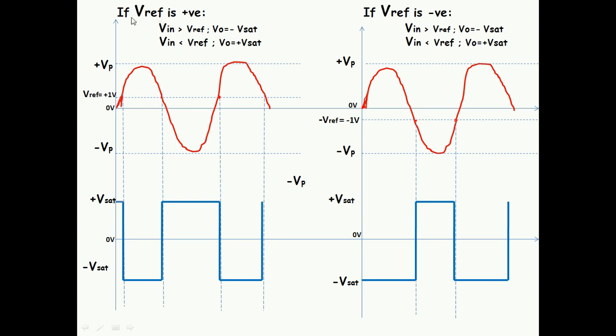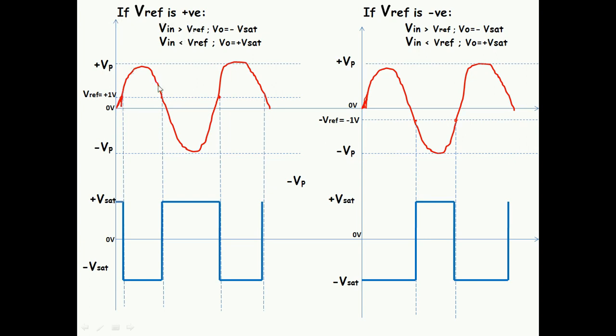Here you can see again two cases I have considered. Case 1 refers to V reference as positive, again with two conditions. Case 2 is V reference as negative, considering two cases. So let's start with case 1. If V reference is positive, we check the two conditions.